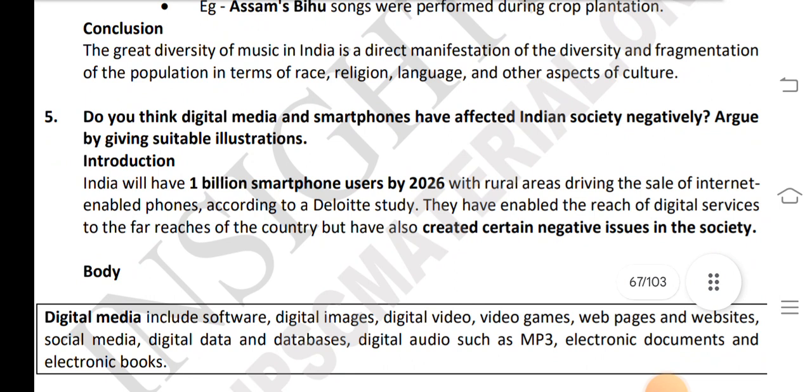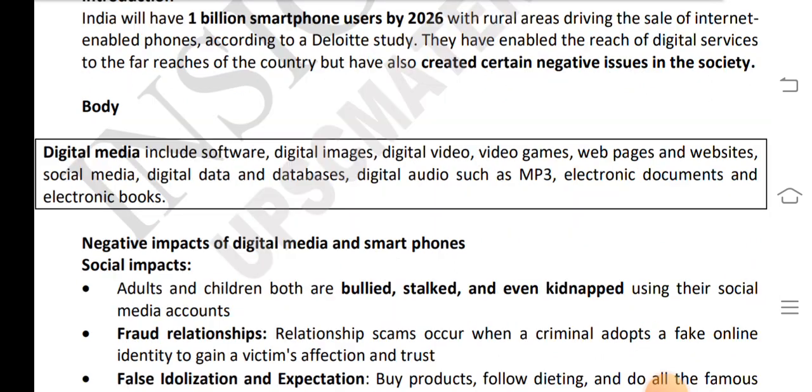Question number 5. Do you think digital media and smartphones have affected Indian society negatively? Argue, giving the status and solutions. Introduction. India will have 1 million smartphone users by 2026, with rural areas driving the sale of internet-enabled phones. According to a Deloitte study, they have enabled the reach of digital services to the far reaches of the country but have also created certain negative issues in society.